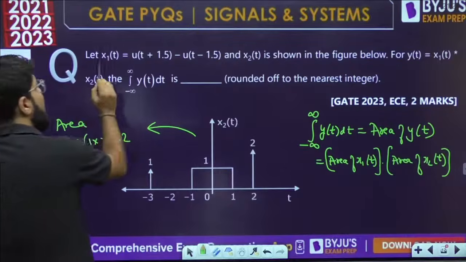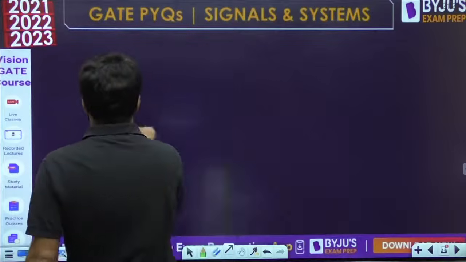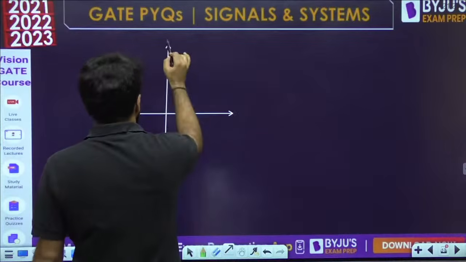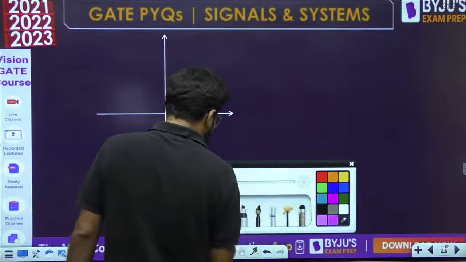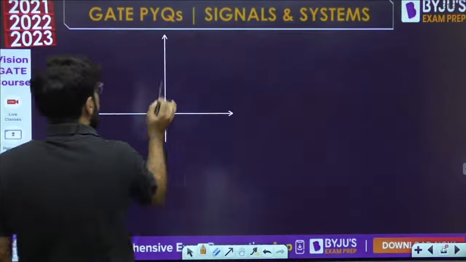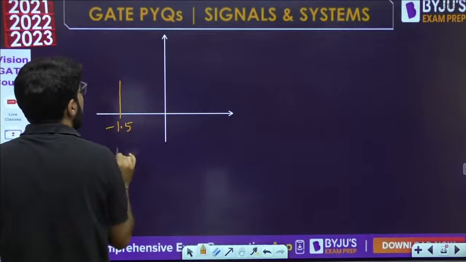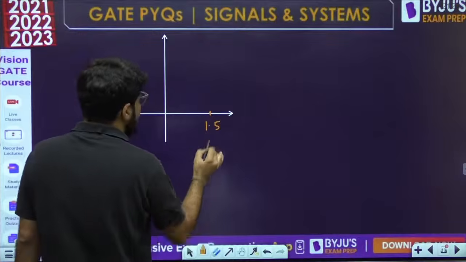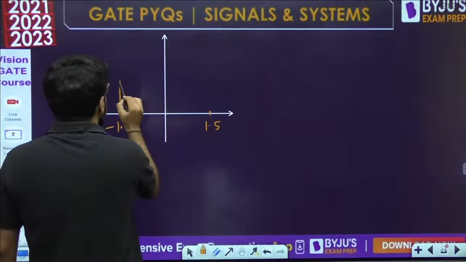What about x1(t)? x1(t) is u(t plus 0.5) minus u(t minus 0.5). Let us draw it. Whenever two unit step signals of the same amplitude are subtracted, you should get a rectangular signal, and that is why you can easily calculate its area. U of t plus 0.5 means a unit step signal left shifted, starting from minus 0.5. Minus u(t minus 0.5): another step signal which is right shifted, starting from 0.5, and when both are subtracted, 1 minus 1 is 0.